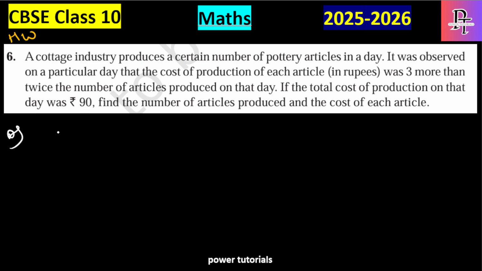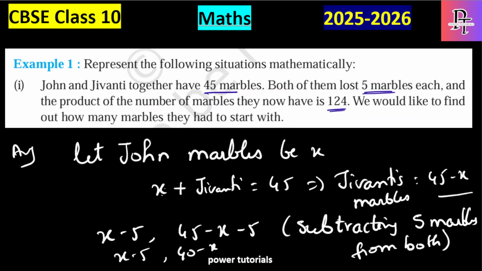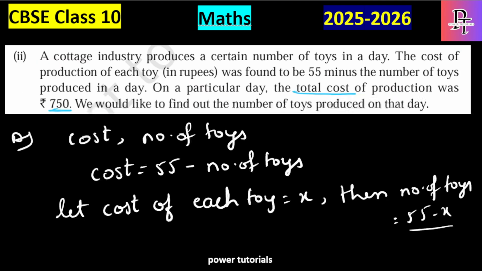So the hint I will give you, just assume, okay, I'll not provide the hint as well. I want you guys to solve it, because I'll give the reference question as well. Find the number of articles produced and the cost of each article. The reference question I will just explain, which is nothing but example 1, second question. Yes, it is similar to this question.